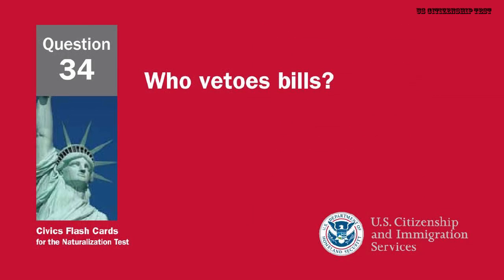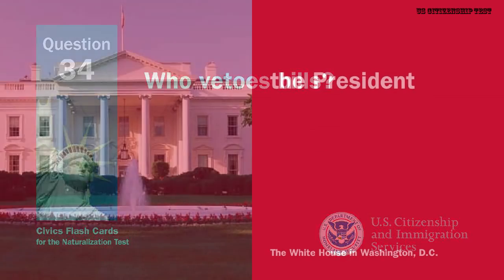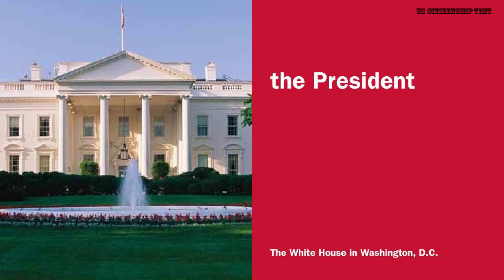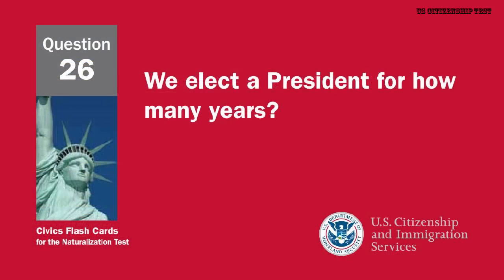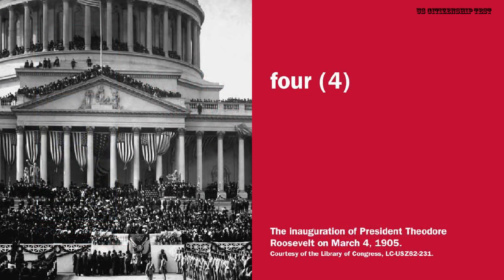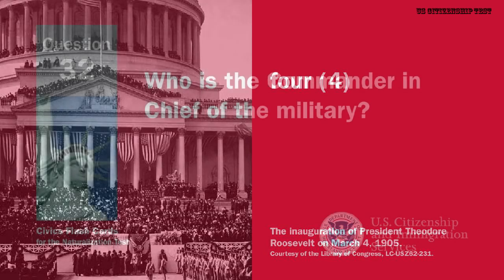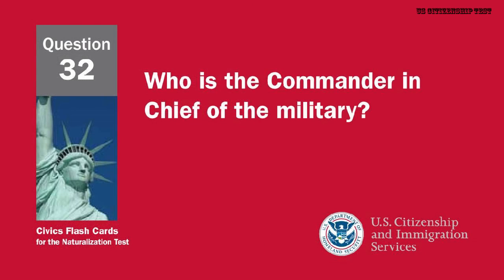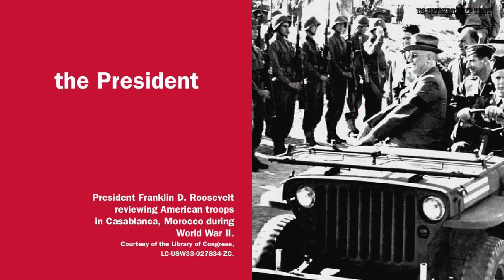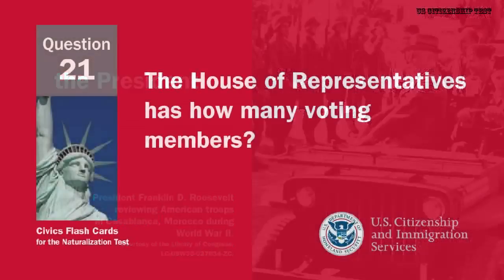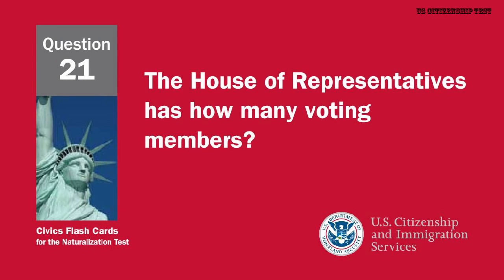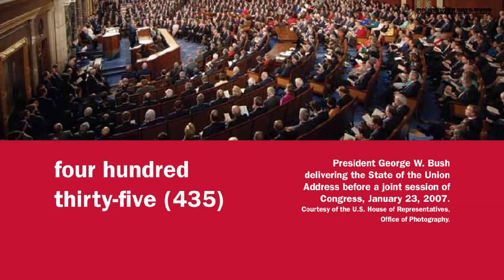Who vetoes bills? The President. We elect a president for how many years? 4. Who is the commander-in-chief of the military? The President. The House of Representatives has how many voting members? 435.